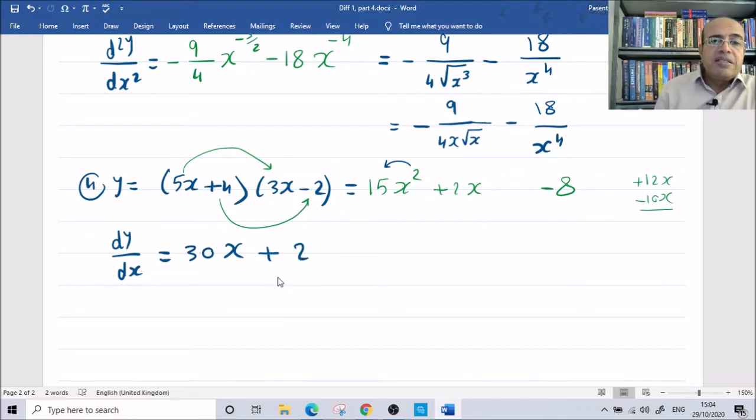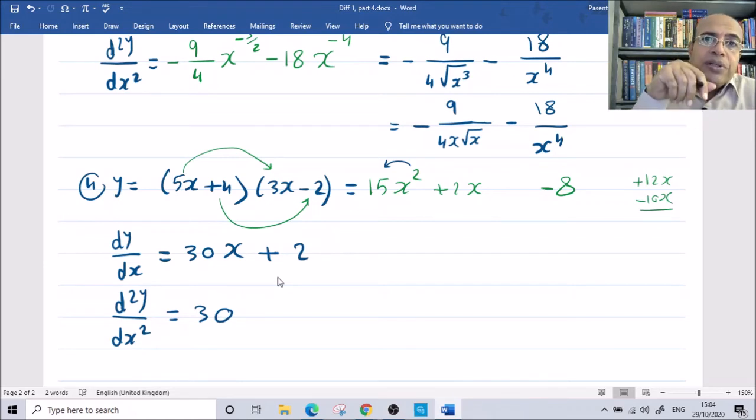Finished. The second order derivative, d2y by dx2. Derivative of 30x is just 30. Finished. If you need to get the third order, it becomes a 0. d3y by dx3 is 0.